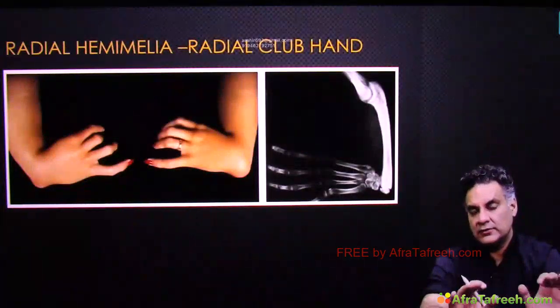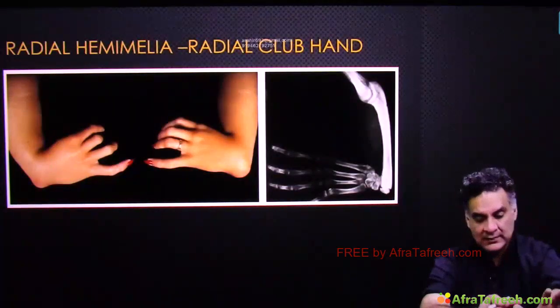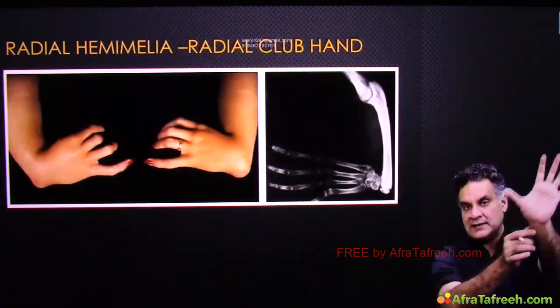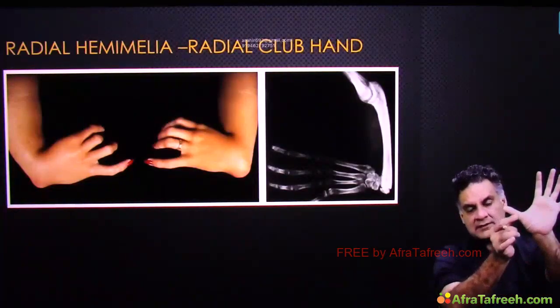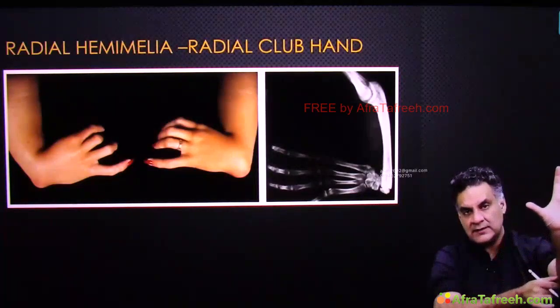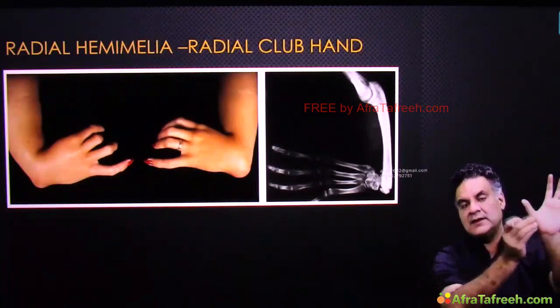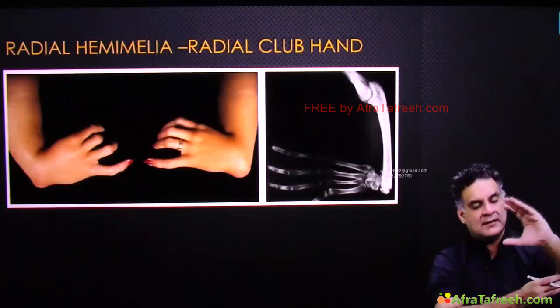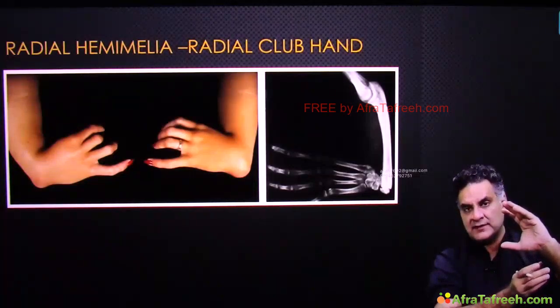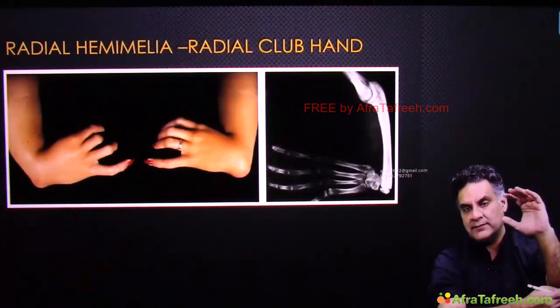If your bone is absent, it's hemimelia. It doesn't just mean that the bone is absent, it means the entire axis is absent. The thumb will not be there in radial hemimelia, the radius will not be there, the muscles on the radial side will not be there, the radial artery will not be there, and the hand will deviate towards the unsupported side. If the ulna is not there, it will go towards the ulna.